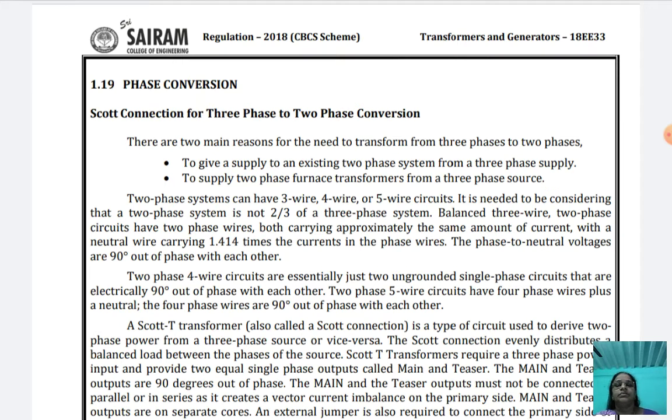Now I give a lecture on phase conversion of three-phase transformers. It's nothing but the Scott connection for three-phase to two-phase conversion. Scott connection also allows three-phase to six-phase and three-phase to twelve-phase conversion. But in our syllabus, we only study the three-phase to two-phase conversion. So phase conversion is nothing but the Scott connection only.